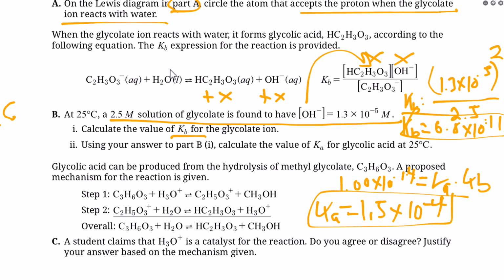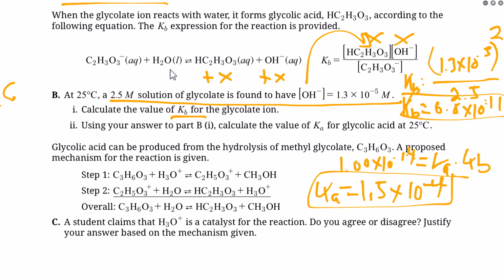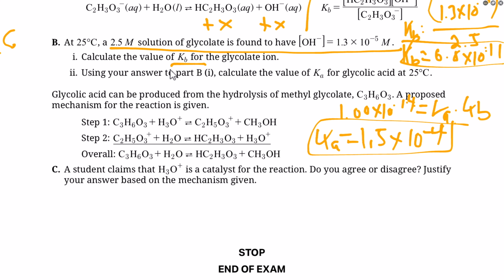So awesome. Okay, let's keep moving on here. Last one, I think. Yes, last question. Oh, so sad. Glycolic acid can be produced from the hydrolysis of methyl glycolate. A proposed mechanism for the reaction is given, and it says a student claims that H3O plus is a catalyst for the reaction. Do you agree or disagree?